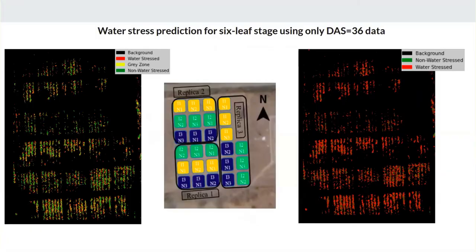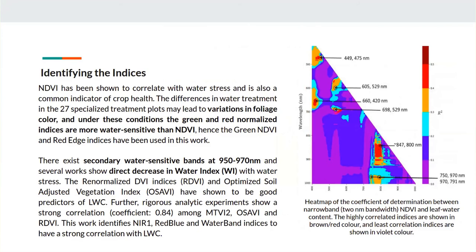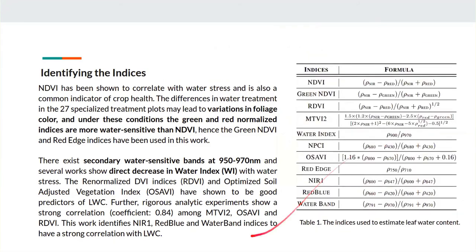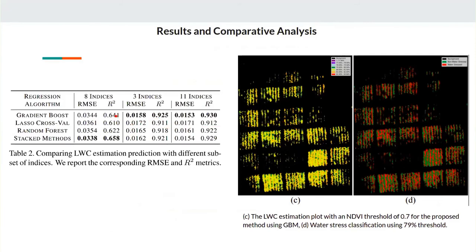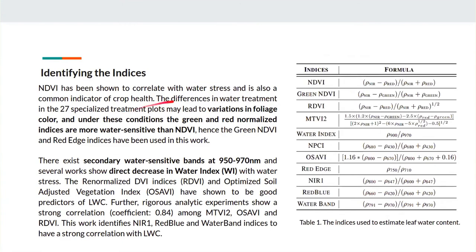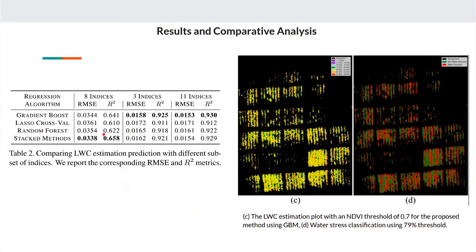Oh, yes. So in our coefficient of determination, we find three indices as we mentioned, the NIR1, red, blue, and water band in this work. So these indices correspond to the three indices here, and we see that by just using the 8 indices that are identified from the literature, which would directly correlate with water stress, that's NDVI, green, red, MTVI2, and these 8 indices, we only obtain about 0.65 R square metric. Whereas using the three indices we've identified, we obtain 0.925. And when we combine the two, yes, the correlations would come into play and we get a slight increase in the result.